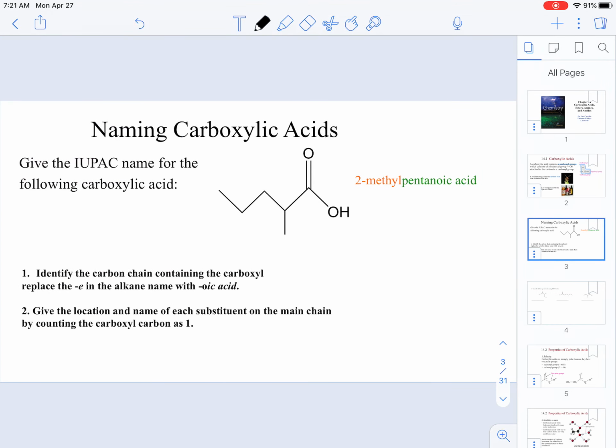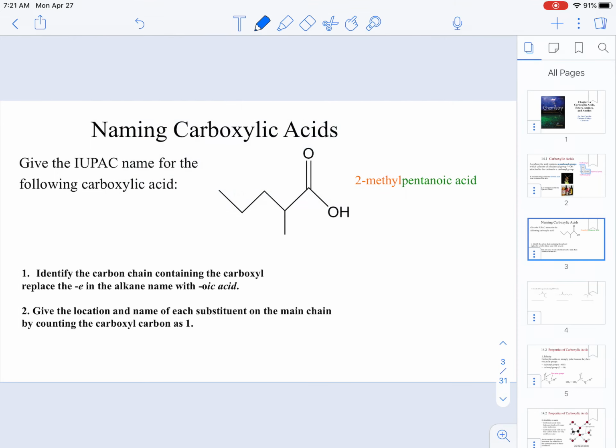Let's first go through the process of understanding how to name carboxylic acids. The first step in naming carboxylic acid is identify the carbon chain that contains the carboxyl group. You're going to be writing the alkane name. You will be erasing the E, and the ending for carboxylic acids is oic acid. When numbering, the carboxyl carbon is carbon number 1, so you're going to be numbering the chain starting at the carboxyl carbon.